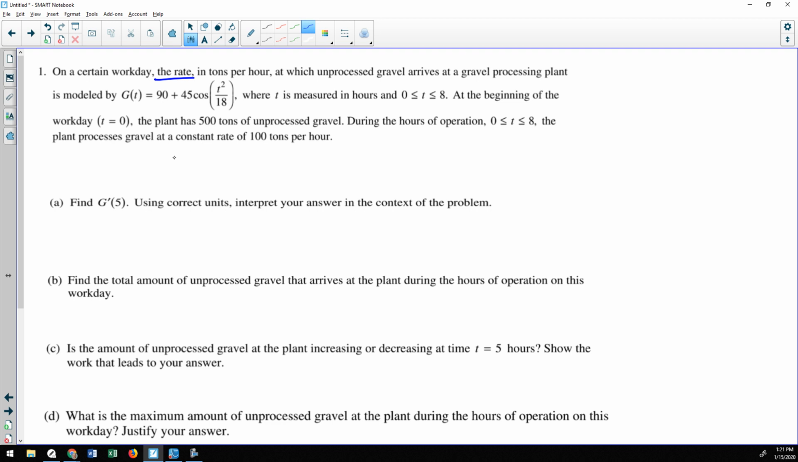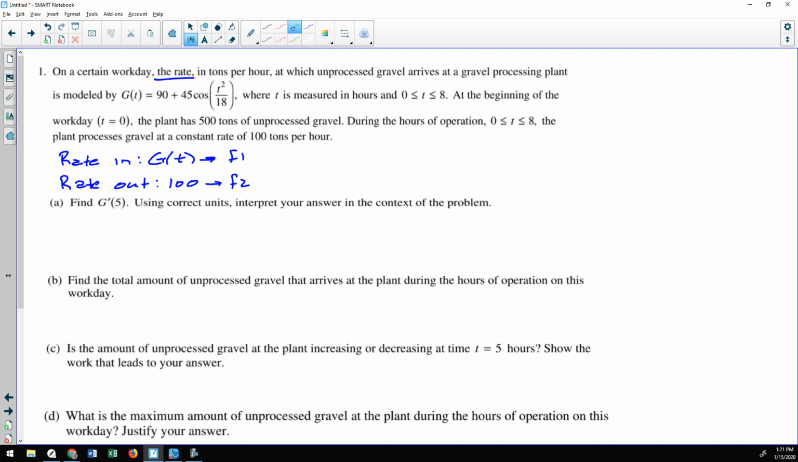So in the given information, we have a rate that something is arriving, which I will call the rate in. So the rate in, the rate that gravel is arriving, is the function g. So I have g of t, and I have stored that in my calculator for F1, and my rate out, the rate that we are processing the gravel, is a constant 100 tons per hour. Even though that's a constant, I still took the time to store that in my calculator for F2.